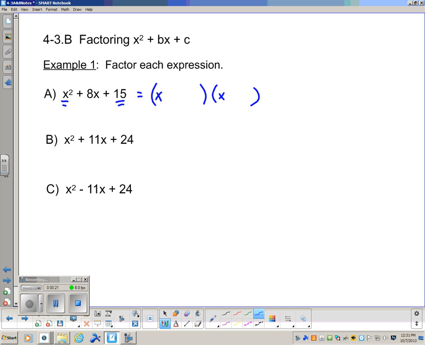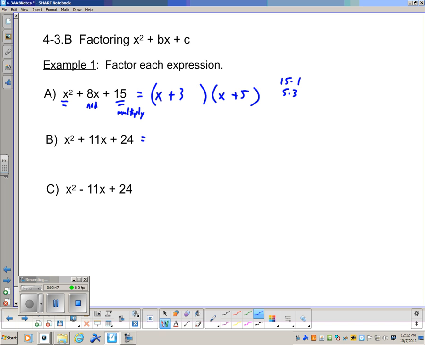what gives me this. Two numbers that multiply to give me 15, and add to give me 8. Oh yeah, it's not 15 and 1. What about 5 and 3? Do those multiply to give me 15 and add to give me 8? Yeah. So plus 3 and plus 5. So there it is factored.